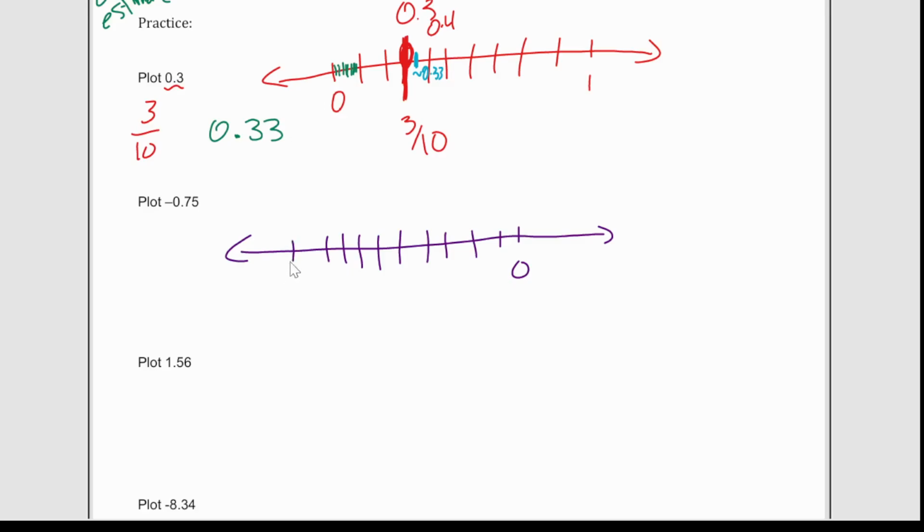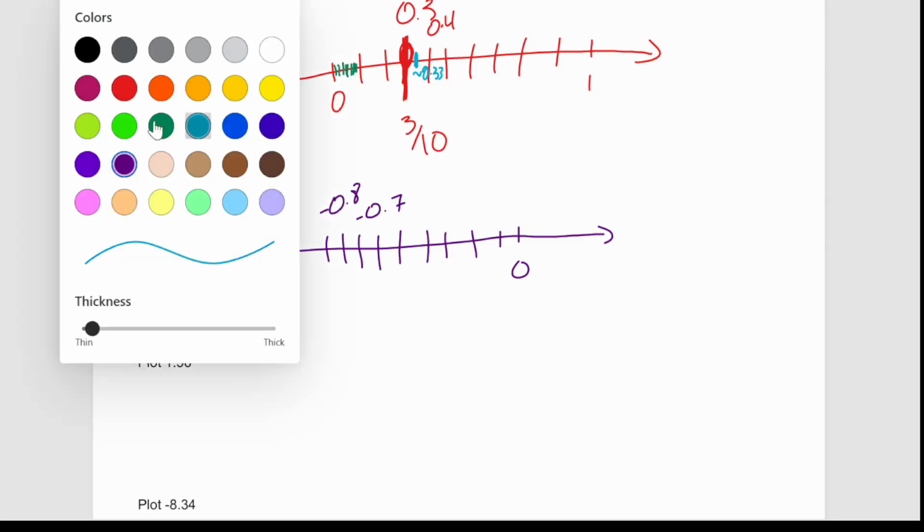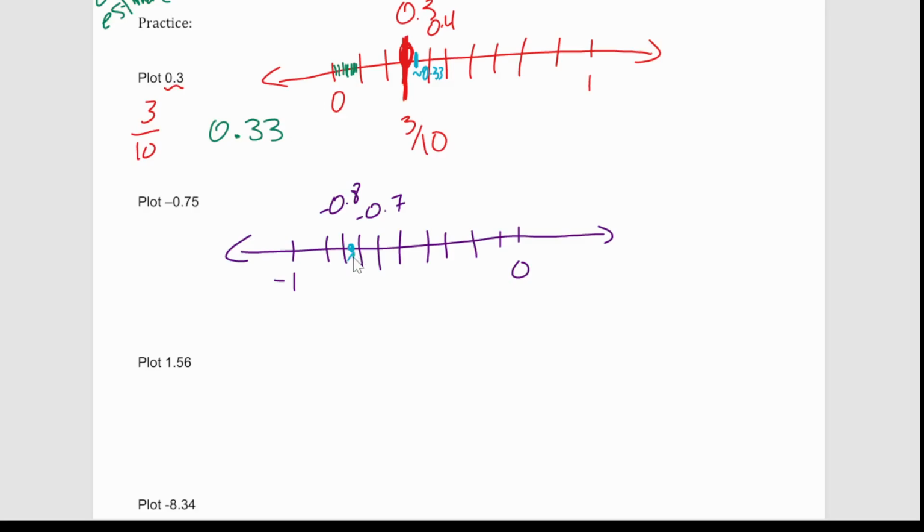That's where I ran out of room. So we got 1, 2, 3, 4, 5, 6, 7, 8, 9, 10, yep. And then 1, 2, 3, 4, 5, 6, 7. So negative 0.7 is here. Negative 0.8 is here. Keep in mind that we're counting to the left when we're counting negative numbers. And negative 0.75 would be right there, halfway between negative 0.7 and negative 0.8.